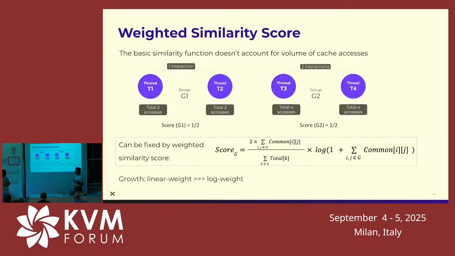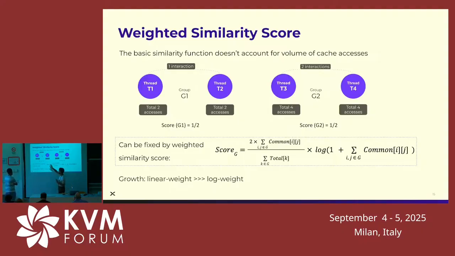So this is how our similarity score takes care of finding the interacting threads. Now there's one problem with this basic similarity function. So we'll talk about this example and understand what that problem is. Imagine that we have two thread groups G1 and G2, where G1 has two threads T1 and T2, and G2 also has two threads T3 and T4.